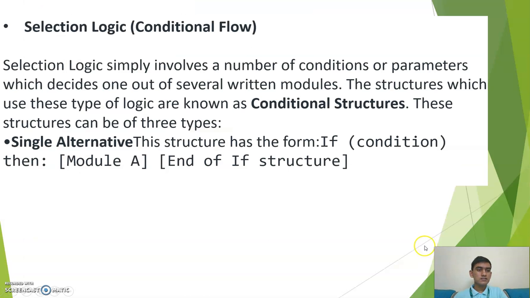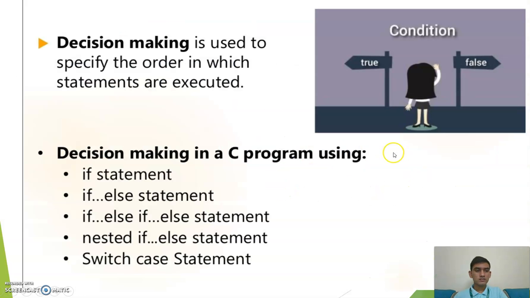So let's see selection logic, conditional flow. Selection logic simply involves a number of conditions or parameters which decide one out of several written modules. The structures which use these types of logic are known as conditional structures. These structures can be like if, if else, switch, etc. Let us see them in detail.